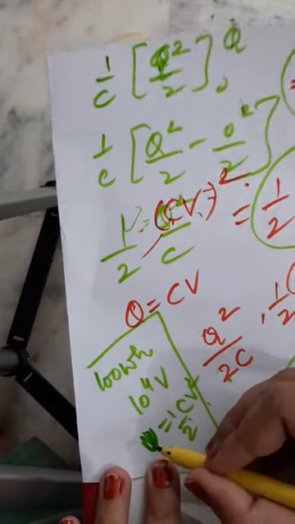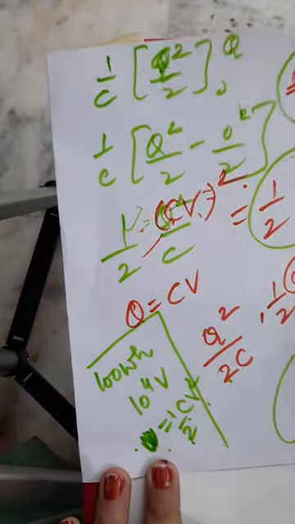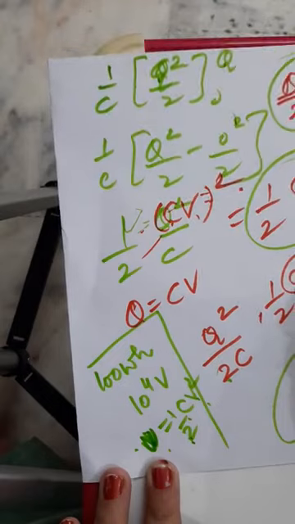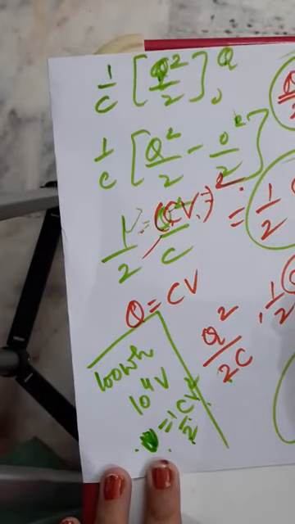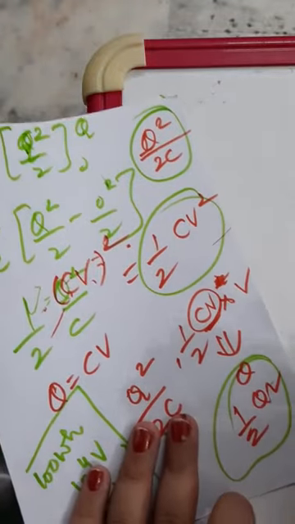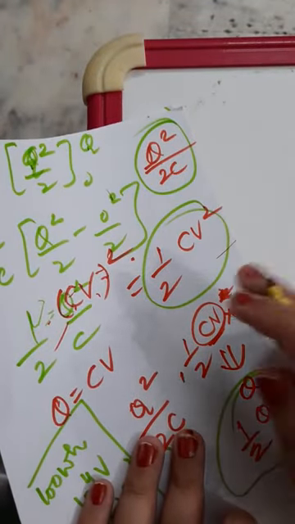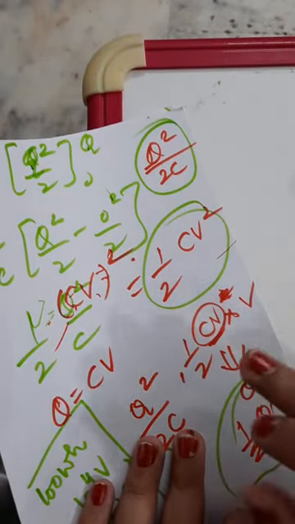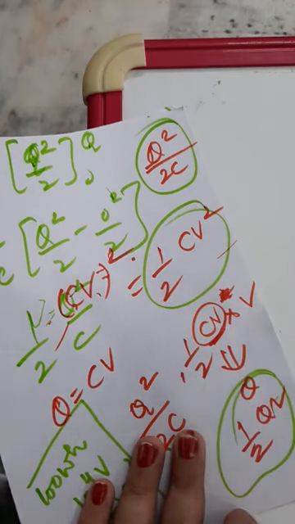C would be equal to 2U divided by V square. So this is how you apply the formula and solve it. Whatever values are given to you, apply the formula according to that. There are three expressions of energy stored in a capacitor.